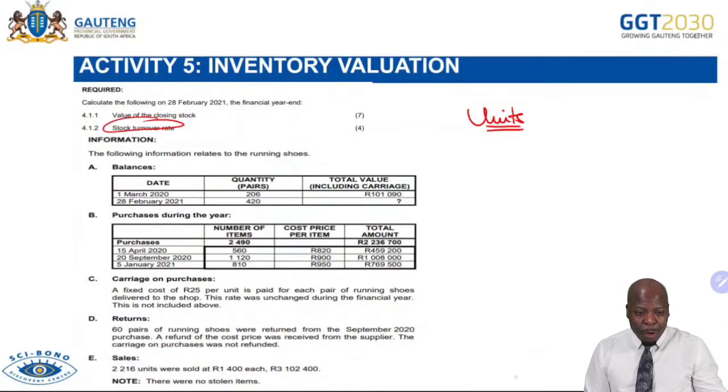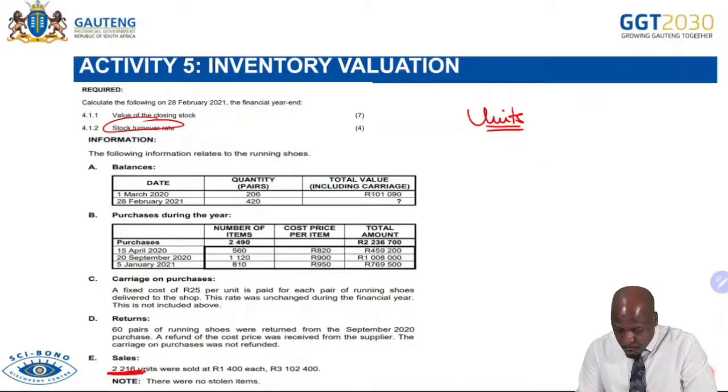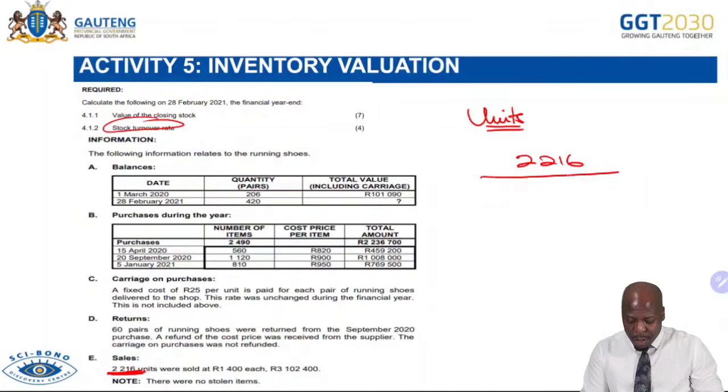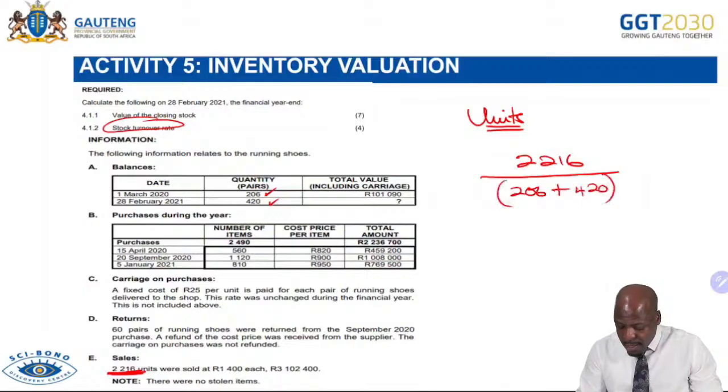So for my stock turnover rate, remember the formula. It is your cost of sales over average stock. So I'm going to need my cost of sales. That has to do with the number of units sold. So I'm going to take my number of units sold, which is my 2,216. Then I divide it by my average stock. How do I get average stock? I'm going to say my opening inventory, which is 206, plus my closing inventory, which is 420. I add this, I multiply by half, or some divide by 2. And then this will give me my answer.